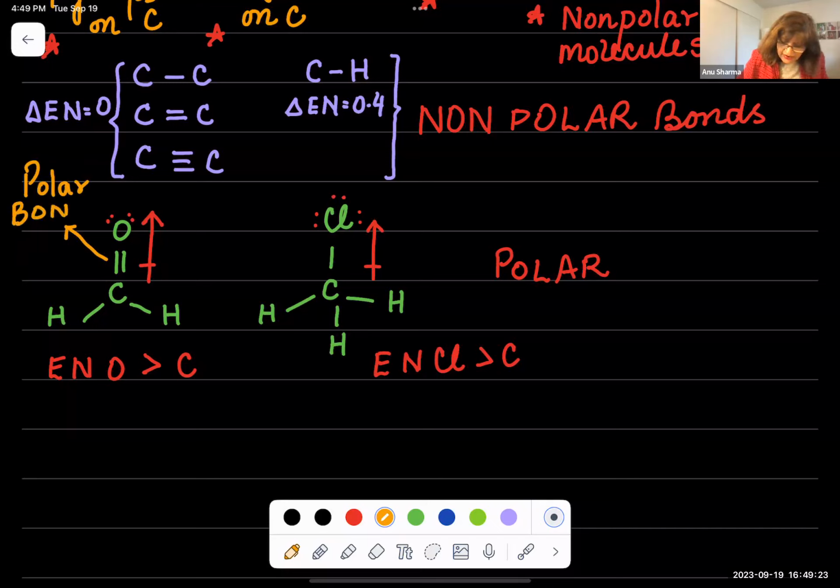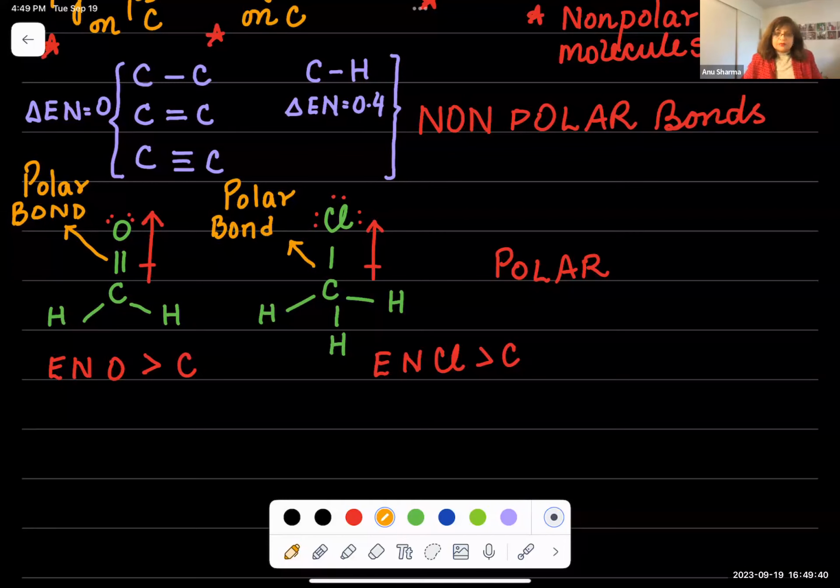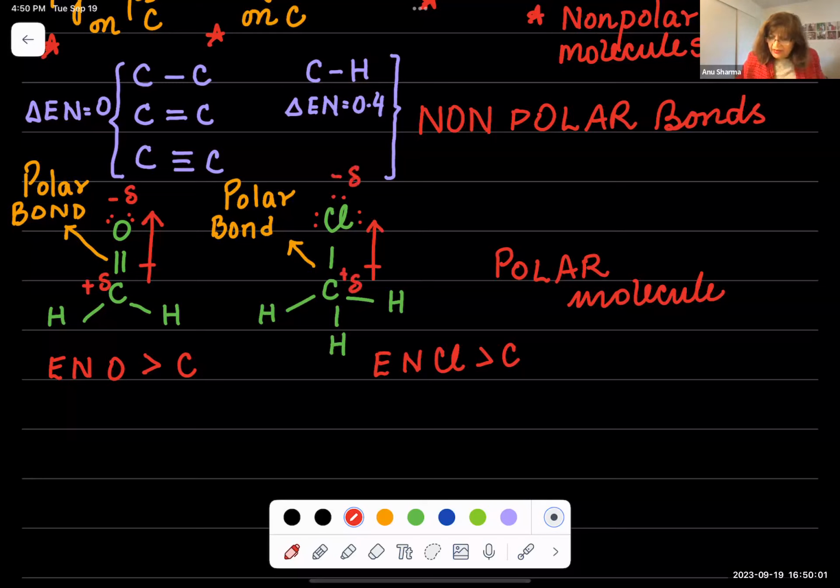You understand the basic characteristics or properties of the bonds. Carbon-hydrogen bonds, as we said, are non-polar. So these are unsymmetrical molecules, both of them. One side is polar, the other side is non-polar. Whichever side is polar, the polarity shifts that side, and the molecule becomes a polar molecule. Overall, net polarity is towards the one side. This is delta negative, and carbon will have a delta positive charge. Here, carbon gets a delta positive charge, and chlorine gets a delta negative charge.